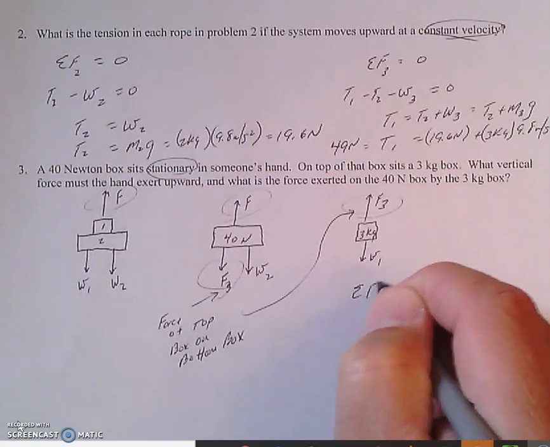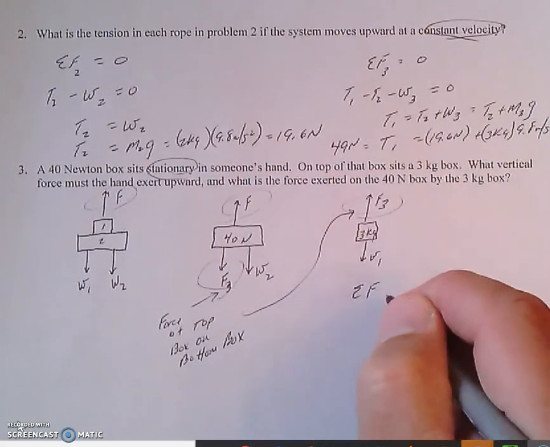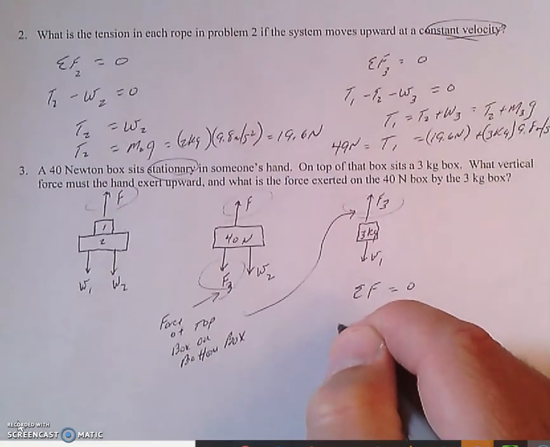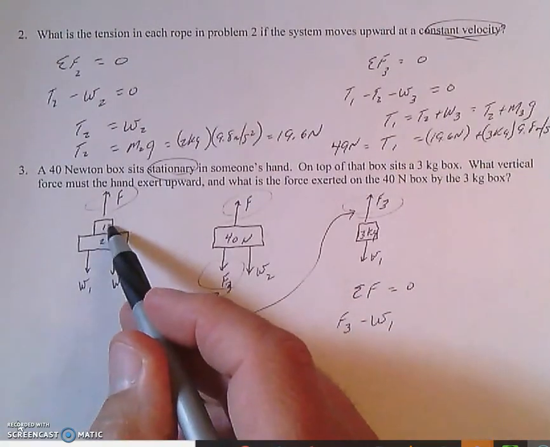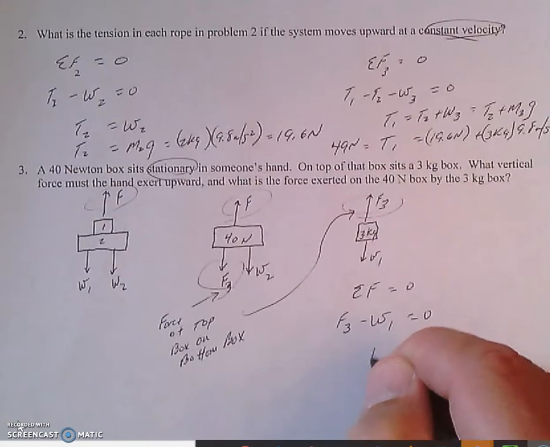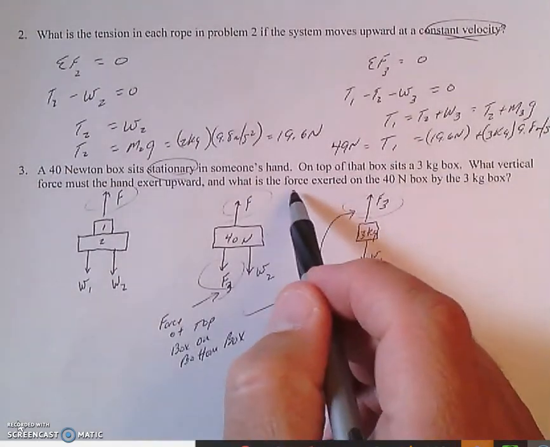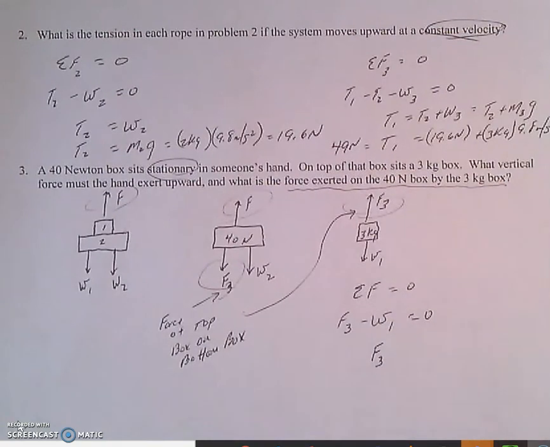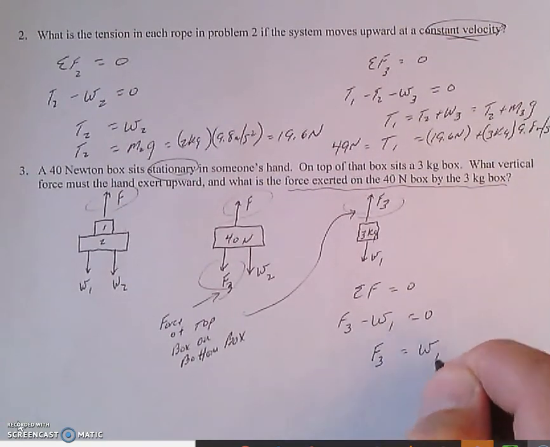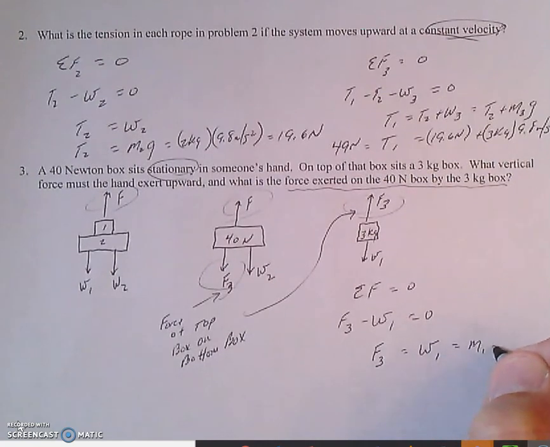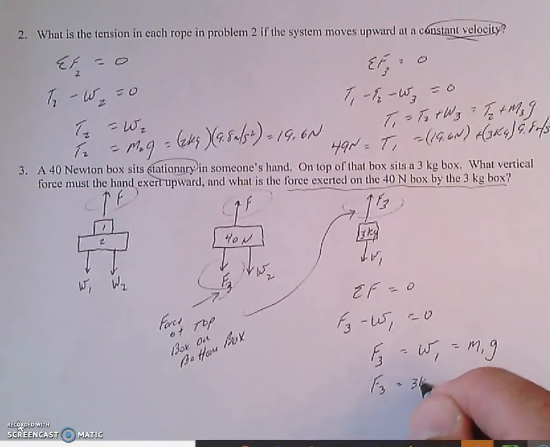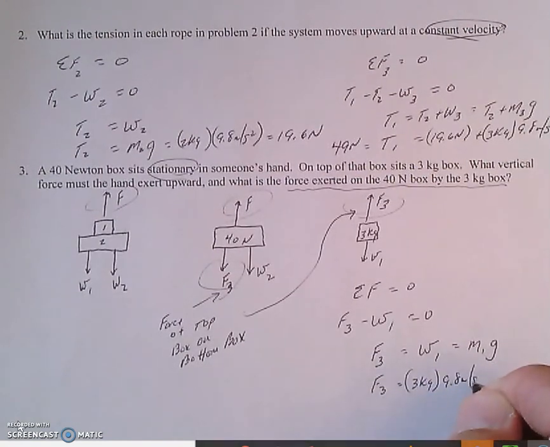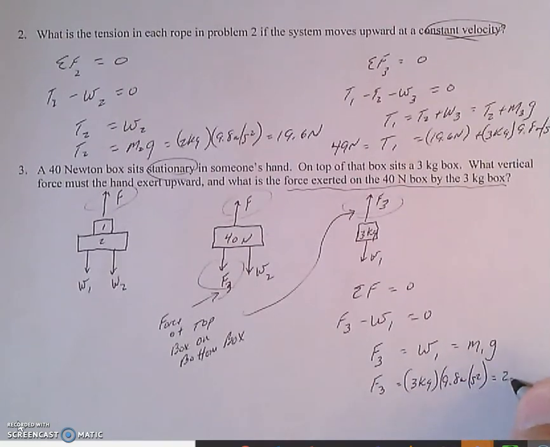So the sum of the forces on this 3 kilogram box is equal to 0. What forces are acting there? Well, F3 minus what we call weight 1 based on that picture is equal to 0. So F3, which is the force exerted on the 40 Newton box by the 3 kilogram box, is equal to W sub 1, which is M1 times g. So F3 is equal to 3 kilograms times 9.8 meters per second squared, or that contact force is equal to 29.4 newtons.